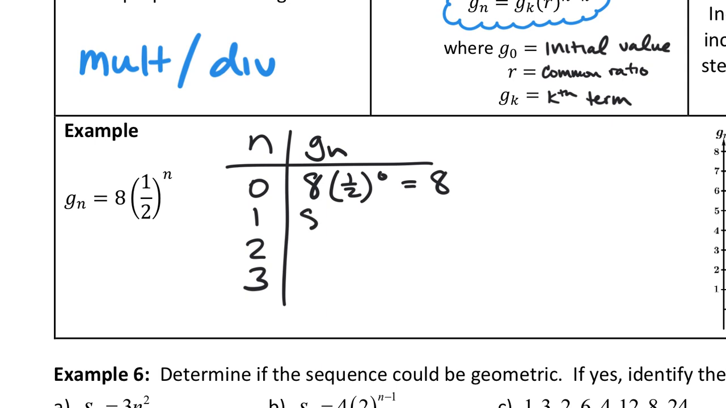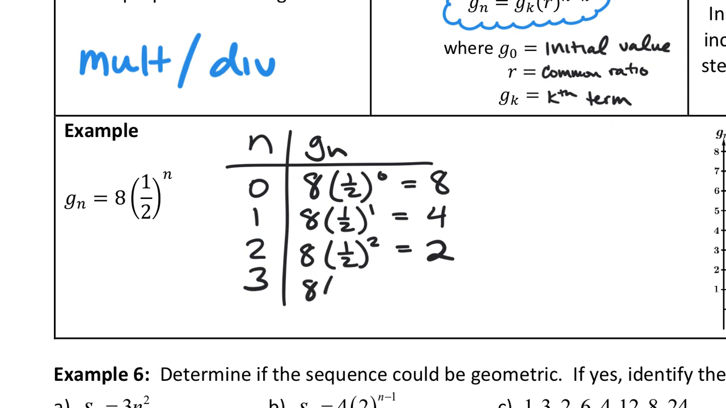Let's do 8 times 1/2 to the first power. What is anything to the first power? Itself. So 8 times 1/2, which is 8 divided by 2, 4. Then we have 8 times 1/2 squared. A rule with exponents is that if you're squaring a fraction, you square the top, square the bottom separately. So 1 squared is 1, 2 squared is 4. So I'm doing 8 times 1/4, which is 8 divided by 4, 2.